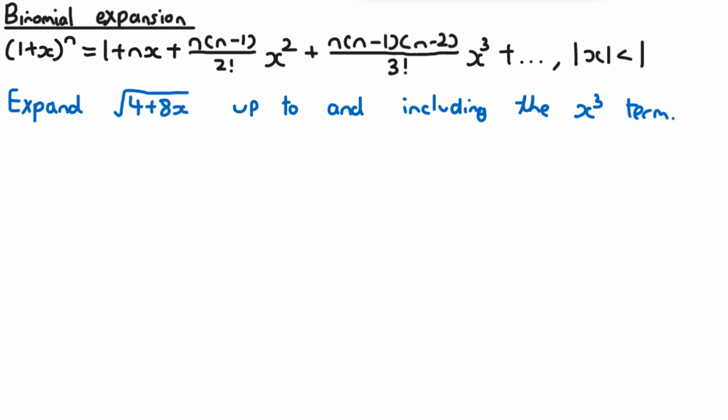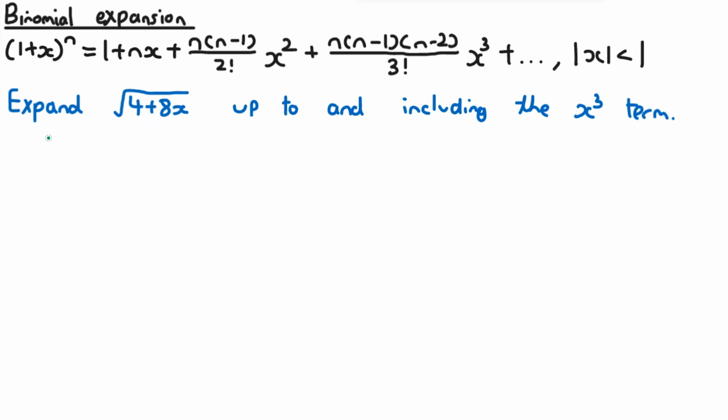So all the examples we've gone through so far are when this first number here is 1. So what if it's not 1, like this example here, where we need to expand the root of 4 plus 8x? So the way we would do this is basically we need this first number here to be 1, in order to use this formula here. And the way that we can make it 1 is by factorization.